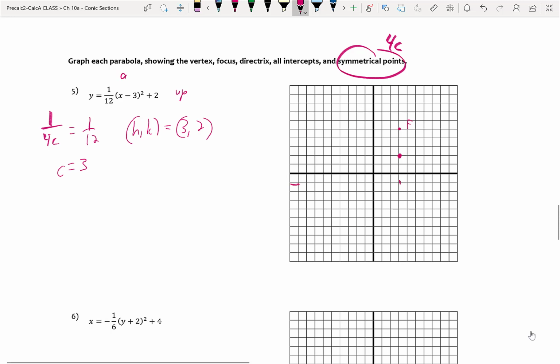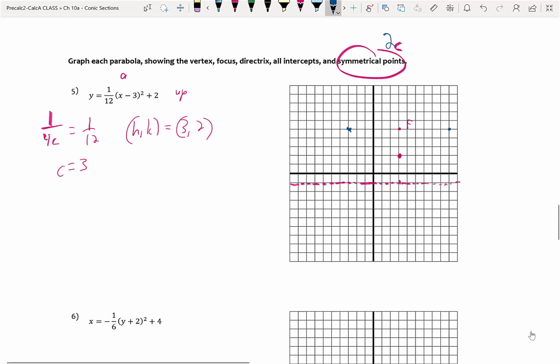So the directrix I'm going to graph as a horizontal line. Then my symmetrical points, my 4C points, so now I have 2C points. C is here and here, so 2c is 6, 6 to the right, 6 to the left. That gives me 2 other points.